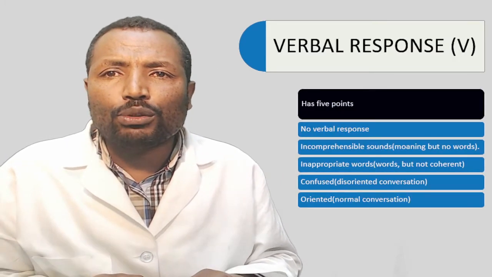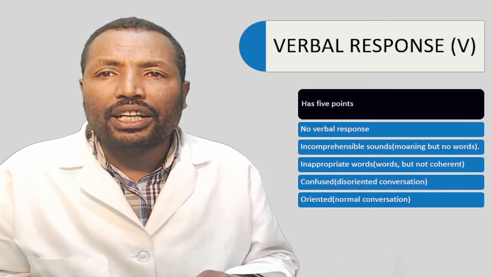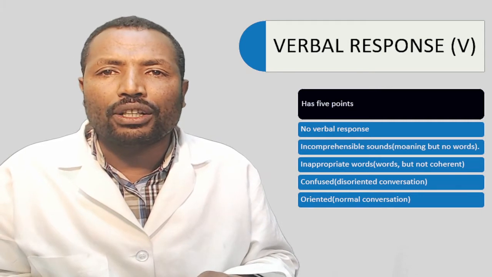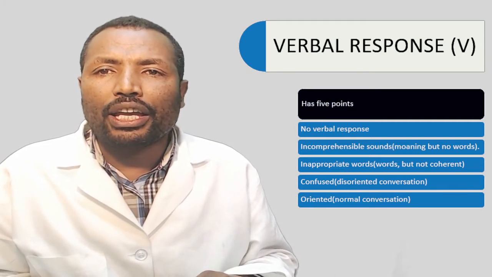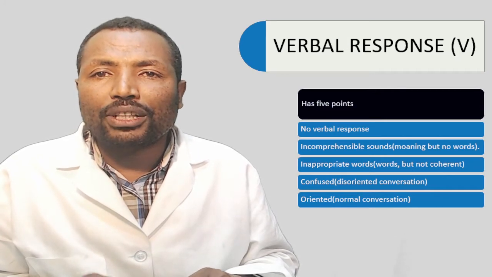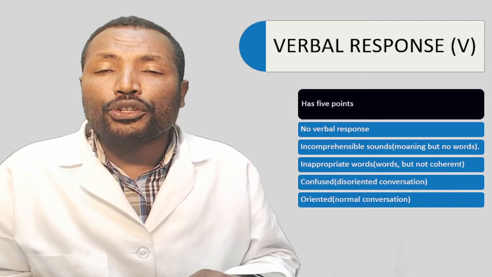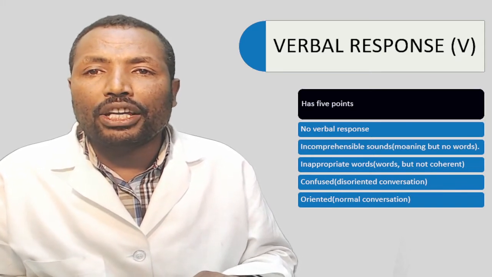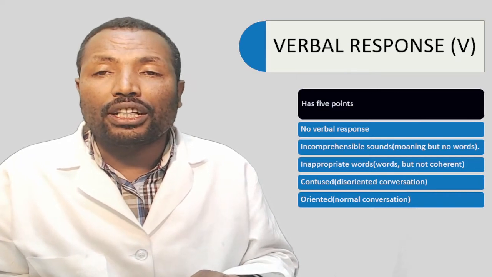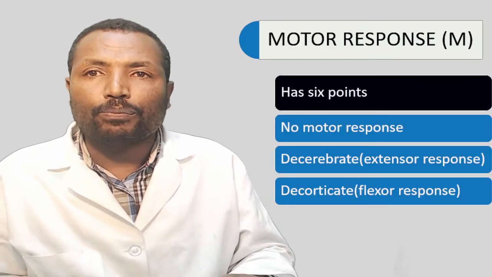And the verbal response has 5 points. If no verbal response, we give 1. If the patient makes incomprehensible sounds, moaning or noise, we give 2. Inappropriate words, or words but not correct, we give 3. If the patient is confused or has disoriented conversation, 4. And if the patient is oriented, speaking normally or having normal conversation, we give 5.